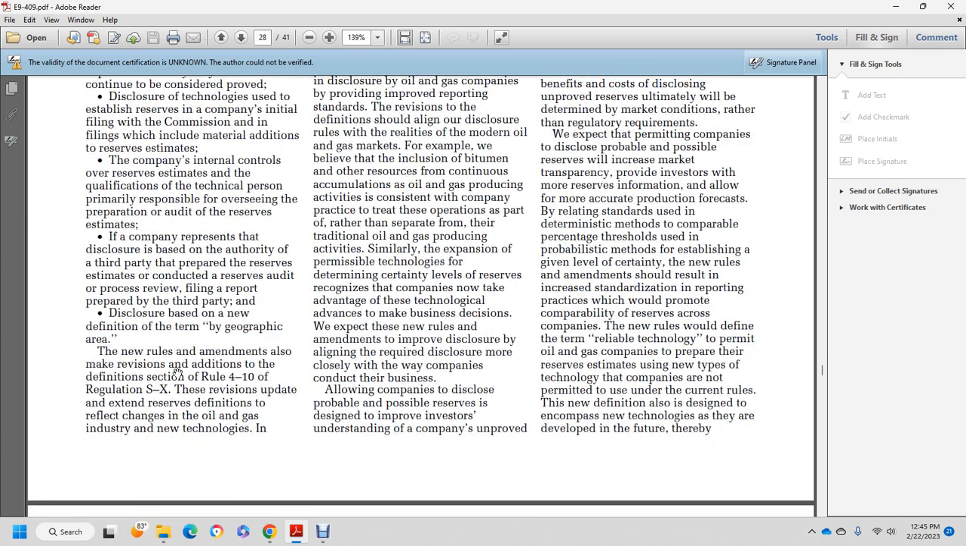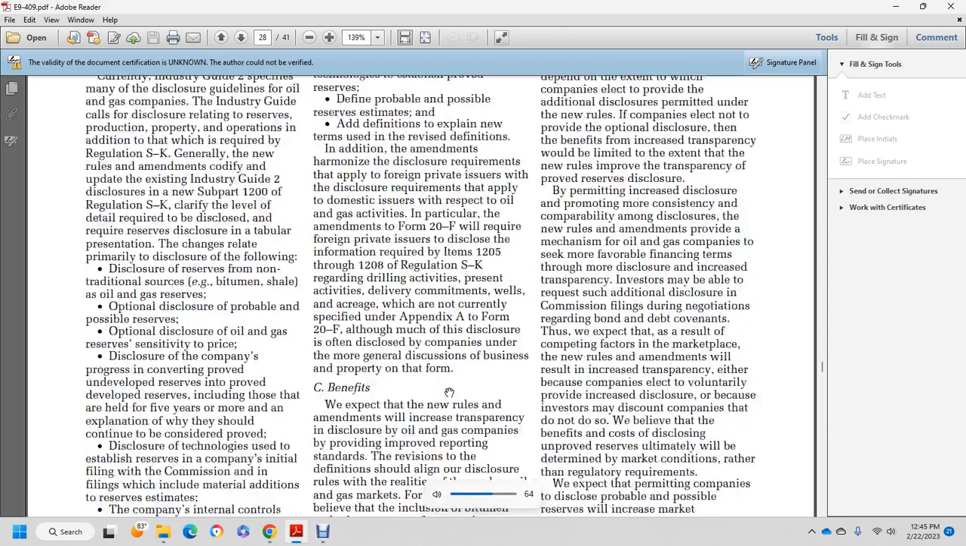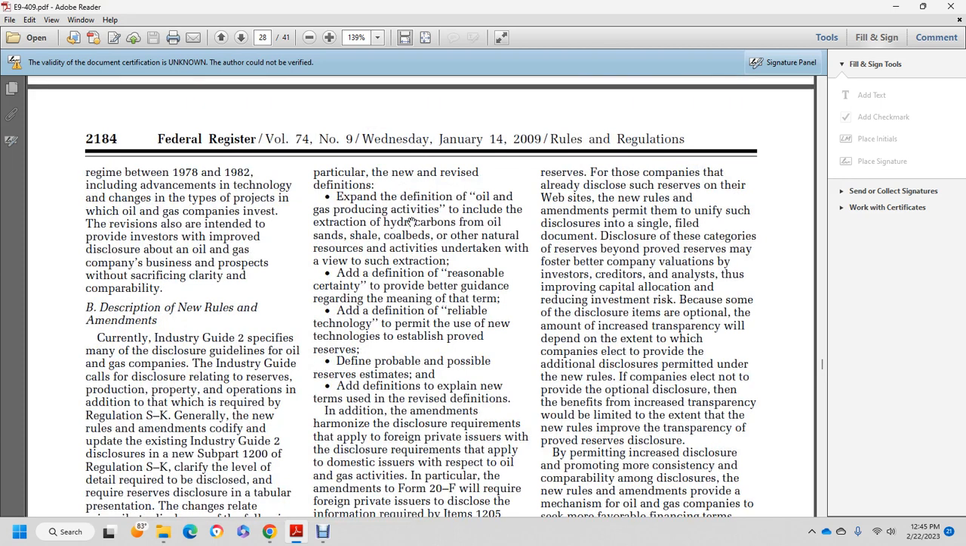The new rules and amendments make revisions and additions to the definitions in Rule 4-10 of Regulation S-X, updating the definitions of reserves to reflect the changes in the oil and gas industry. Particularly, the new and revised definitions explain all oil and gas producing activities, including the extraction of hydrocarbons such as oil, sands, shale, and coal beds, and other natural resources with activity undertaken with a view to such extraction. They also add a definition of reasonable certainty to provide better guidance regarding the meaning of the term.